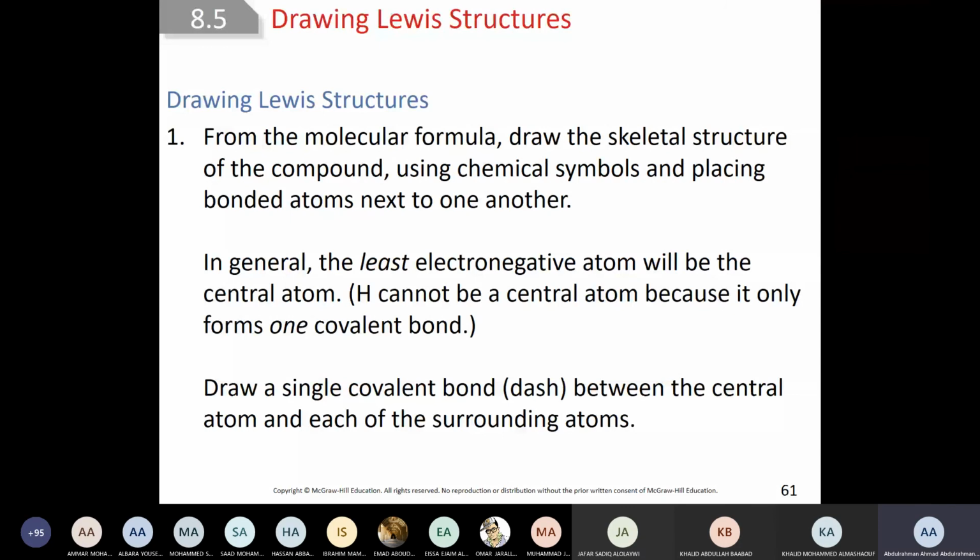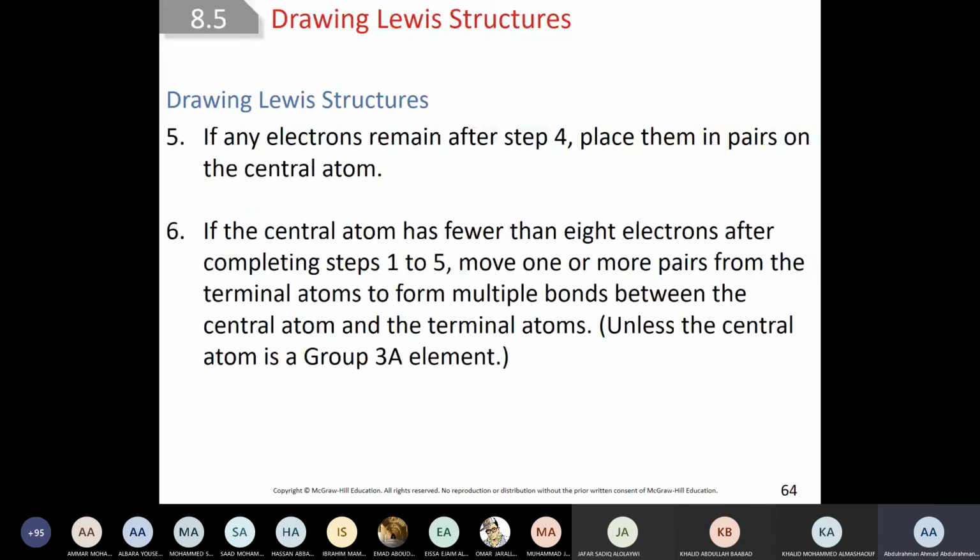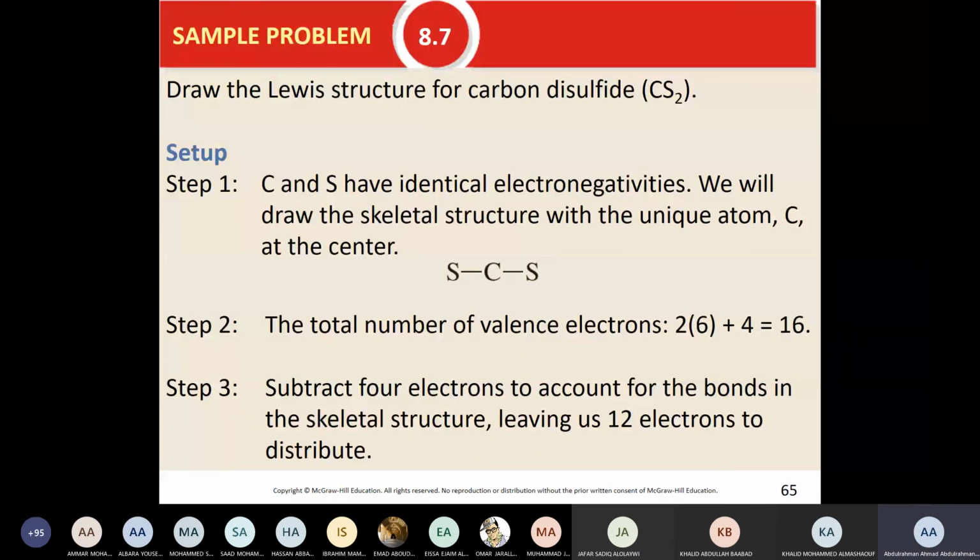Now, we draw Lewis structures for the last time for many compounds. Can we draw the Lewis structure for CS2? The way you have to draw it, count how many electrons we have for carbon. How many electrons do we have in carbon? 4. How many in sulfur? 6, times 2, because we want to draw it for CS2. What is the total? 16.